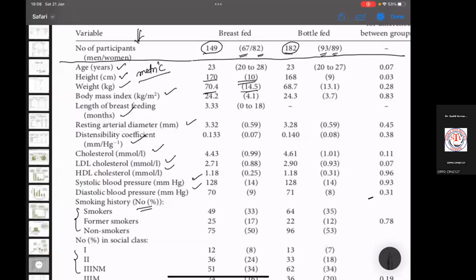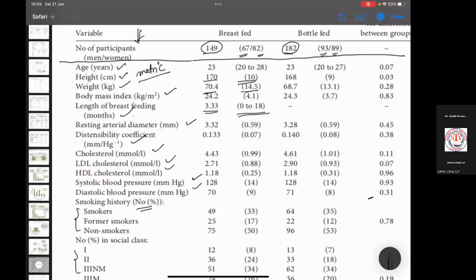But for length of breastfeeding, now you can think of length of breastfeeding. So it is a continuous metric variable. So the value is 3.33. But here in brackets, they have written 0 to 18. Now this is the story of why they have written 0 to 18. For height and weight, they have written 170, in brackets they have written 10. But for length of breastfeeding, they have written 3.33 and 0 to 18. Why? What should the reader, or what should you, interpret from it?